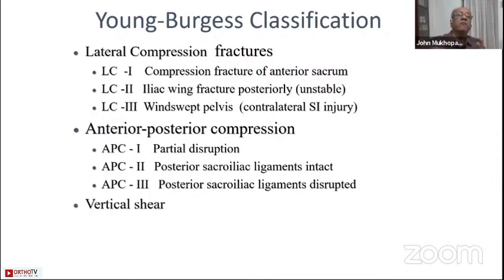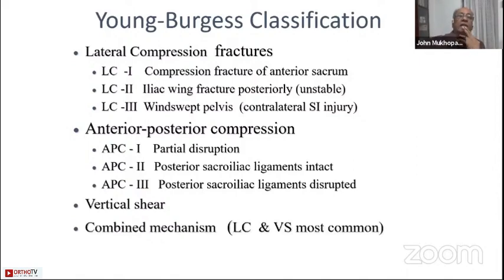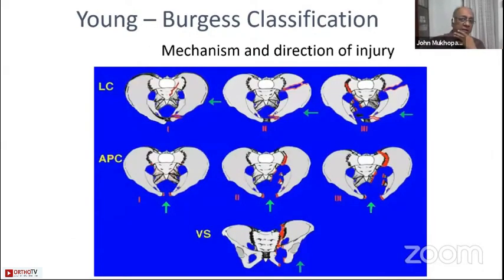And the vertical shear injuries, of course, are unstable injuries where one part of the pelvis is displaced vertically. Then you have the combined mechanisms, where the most common mechanism is a combination of lateral compression and a vertical shear injury.